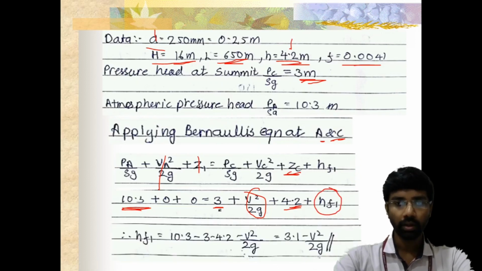HF1 is nothing but the loss due to friction. HF1 can be written as, this is simply the loss of head, it is simply equal to, bringing all the terms to this side, 3.1 minus V square by 2g, right?